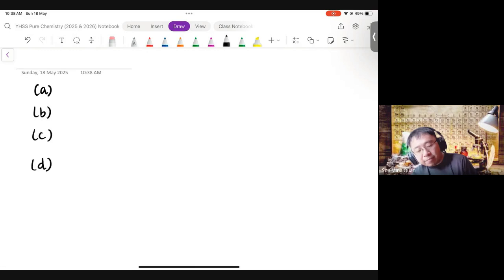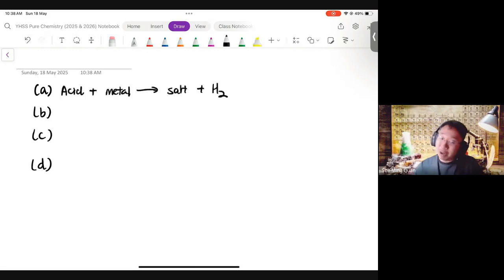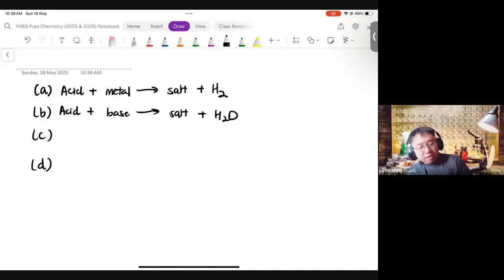So acid plus metal, salt plus hydrogen gas. This one we should remember, right? Acid plus base, salt plus water. Okay, that's the second reaction. The third reaction, acid plus carbonate, salt plus CO2 plus H2O.